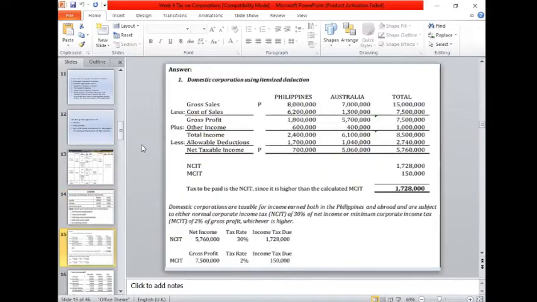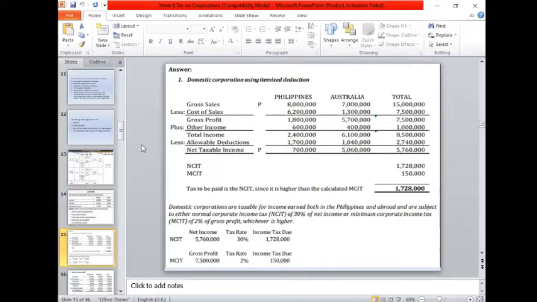So let's proceed to the first one. The first one is the domestic corporation, if the corporation is domestic using the itemized deduction. Itemized deduction is the actual deduction of the expenses based on the notes to financial statements. This is already given data in the problem. So let us apply. Of course, a domestic corporation has income within the Philippines and Australia.